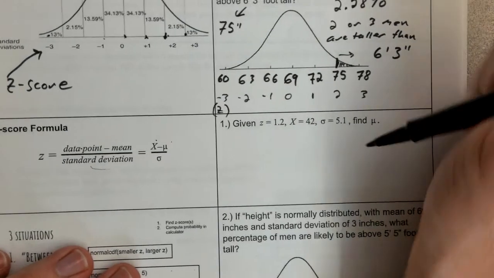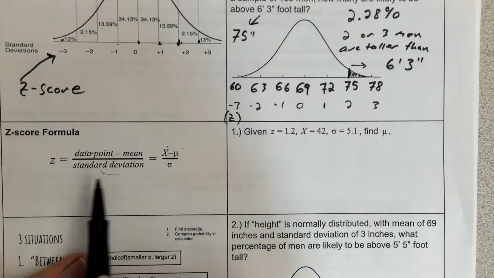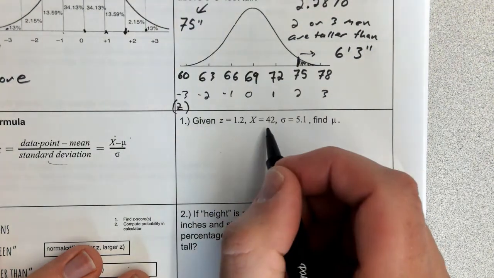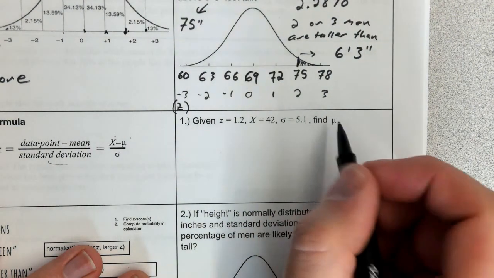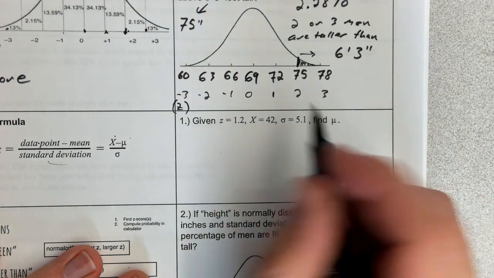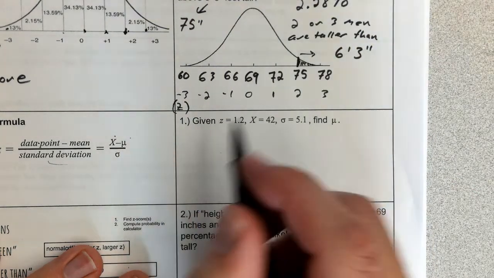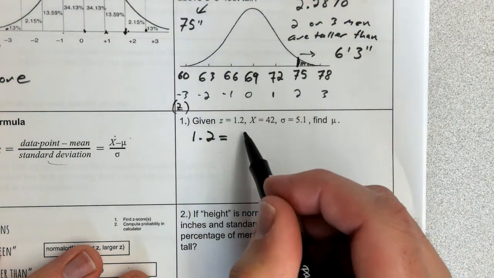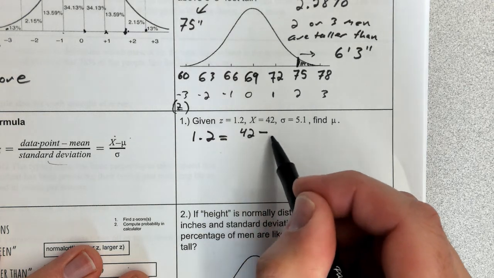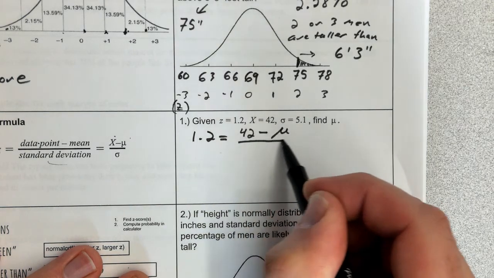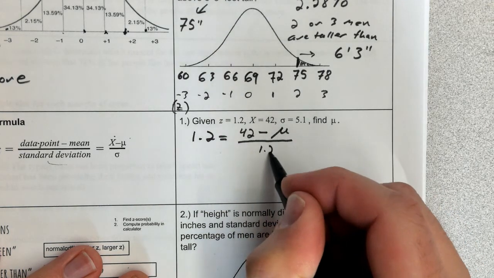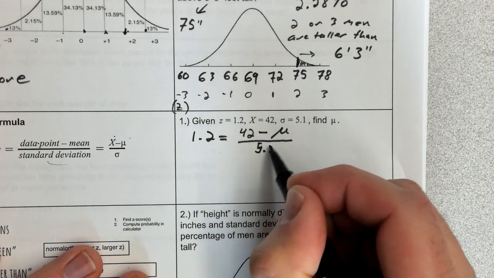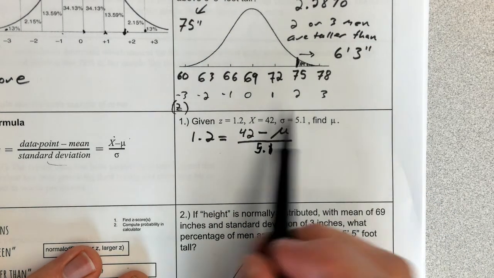So some of the problems will just ask you to play around with this formula and solve for the missing parts. So in this one we have z is 1.2, we have x is 42, sigma, or standard deviation, is 5.1, we want to find mu. So we just drop everything into the formula and solve. So we have 1.2 is equal to the data point, which is 42, minus mu, which I don't know, divided by 5.1. And then we just solve this for mu.